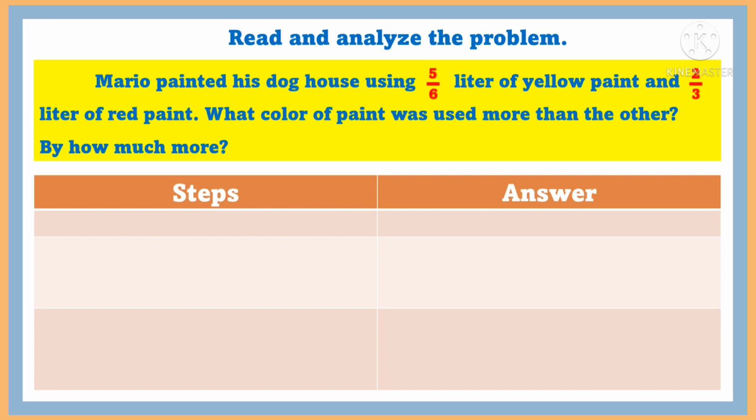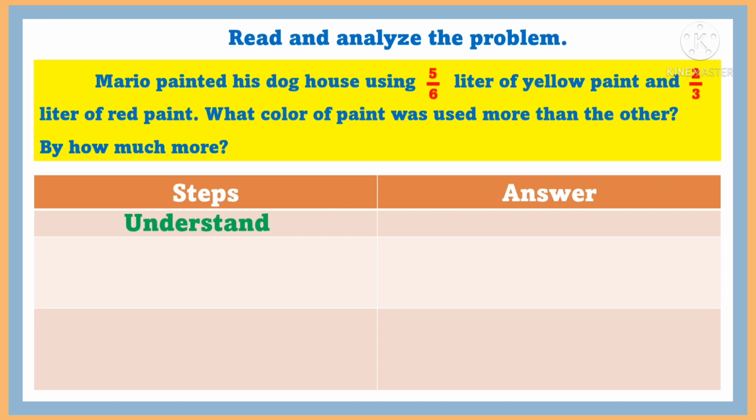Ibig sabihin, pininturahan daw ni Mario ang bahay ng kanyang aso gamit ang 5/6 liter ng dilaw na pintura at 2/3 liter na pulang pintura. Anong kulay ng pintura ang masigit na nagamit? Gaano ang lamang nito? So para sagutin ito, kailangan natin sundin ang mga sumusunod na steps.